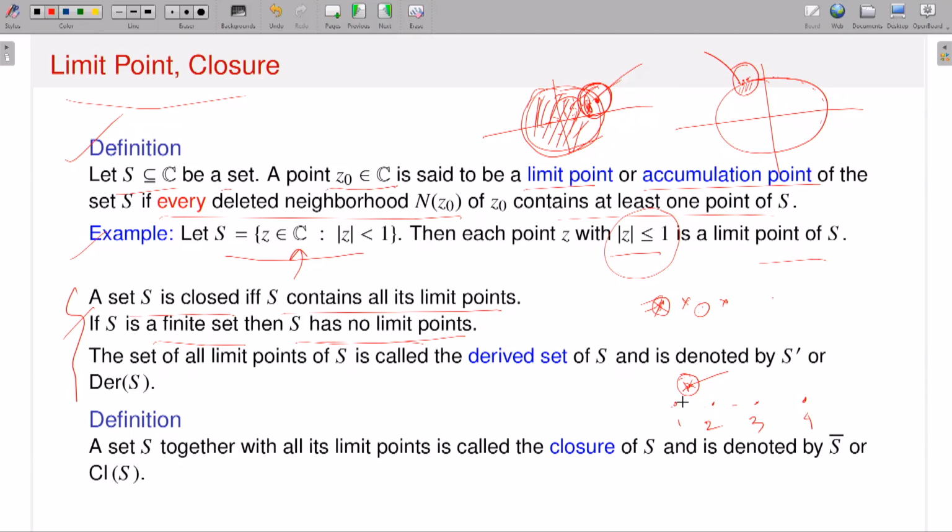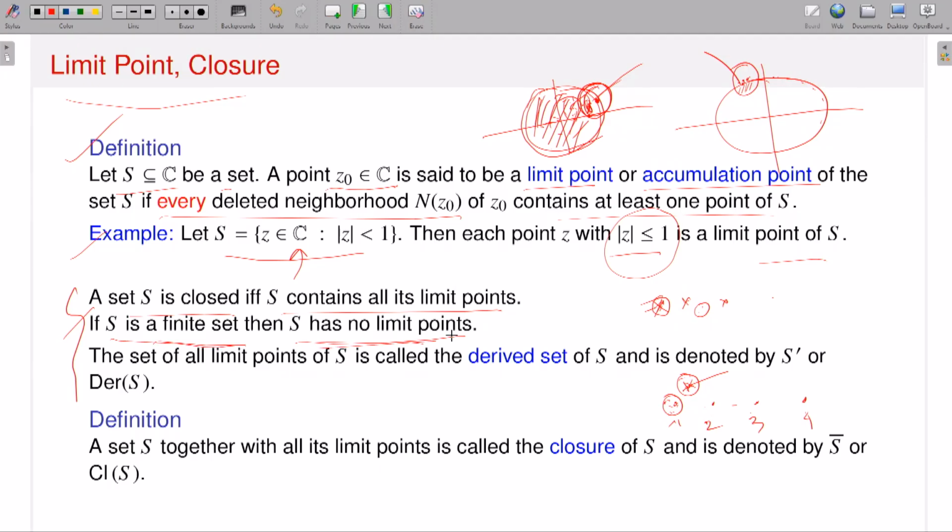Now the only possibility is the points inside the set, whether these are limit points or not. Now 1, 2, 3, 4, these are the points inside the set. Again, it is not a limit point. Why? Because if I take a neighborhood here and delete this point 1, there are no other points of the set, because 2, 3 are far away. So the point 1 is also not a limit point. That is why a finite set has no limit points.